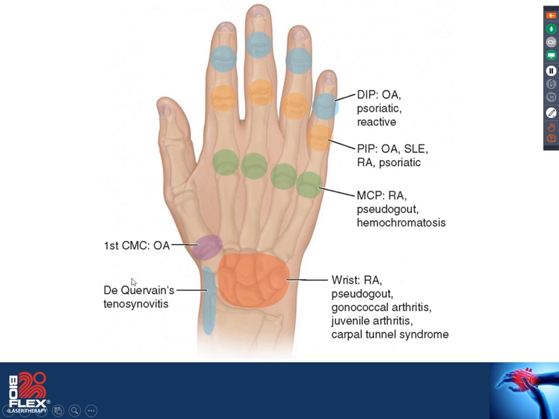So if you look at the big picture in the wrist and the hand, if you're trying to figure out what's going on, usually RA is affecting the proximal interphalangeal joint, definitely the MCPs, and a little bit more rarely the wrist, whereas OA tends to affect the distal interphalangeal joints, and to a lesser degree the proximal, and to a much lesser degree the MCPs. It does highly affect the CMC at the thumb joint, and that's because of the overuse scenario of that particular joint.